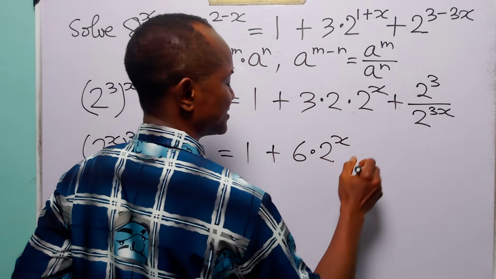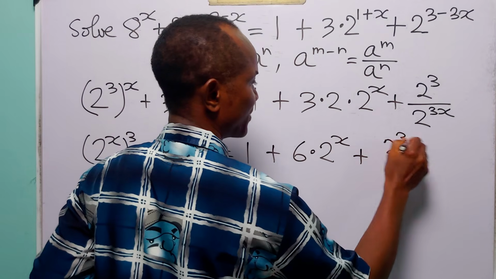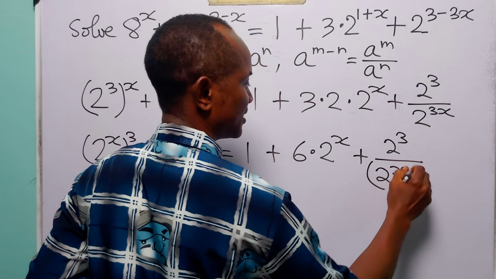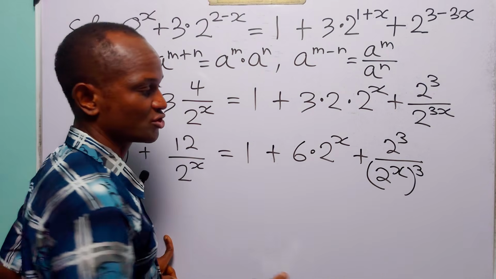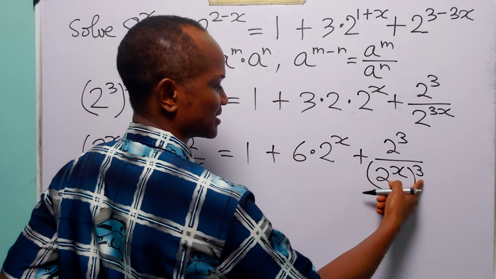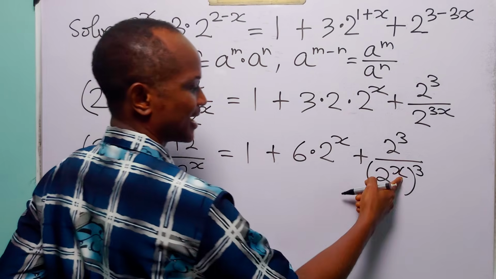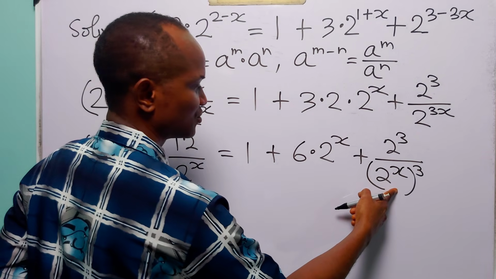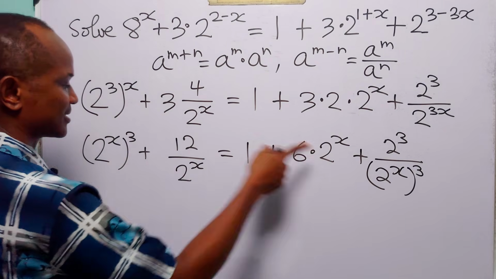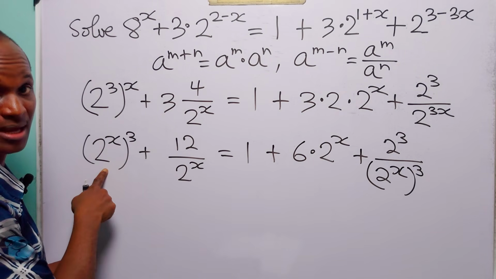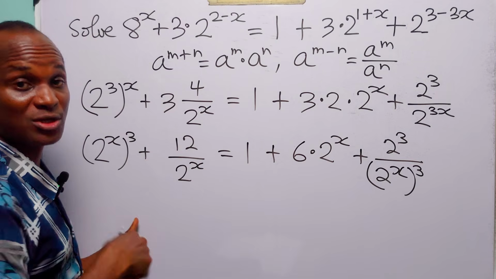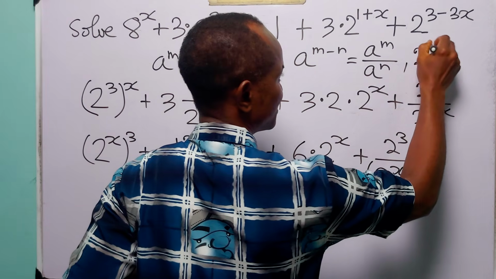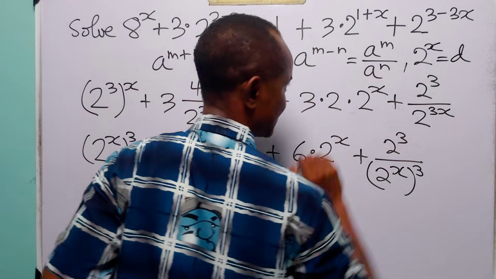Now we can write this term as 2 to the power 3 divided by 2 to the power x to the power 3. Of course, you know that to get rid of these brackets, we multiply these two powers, and x times 3 is equal to 3x. Now, we have 2 to the power x, 2 to the power x, the same here and the same here. So to simplify this equation, let us do a substitution. Let 2 to the power x be equal to the letter d.